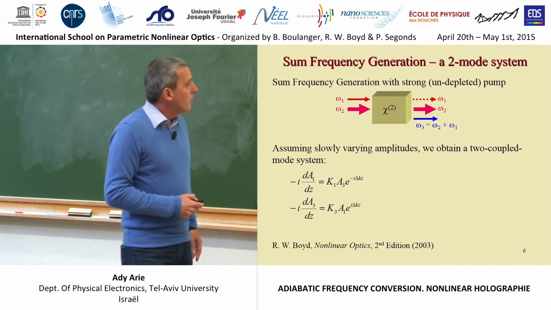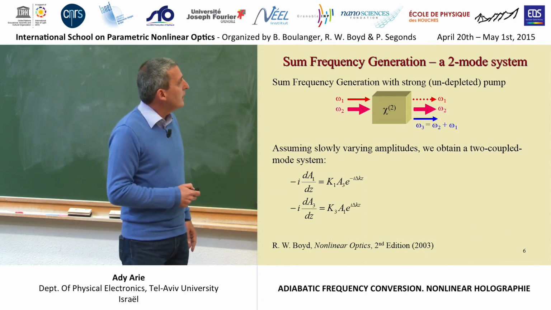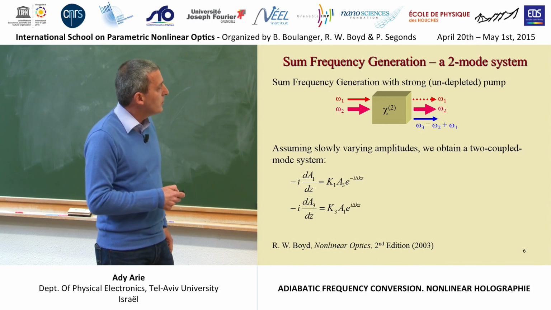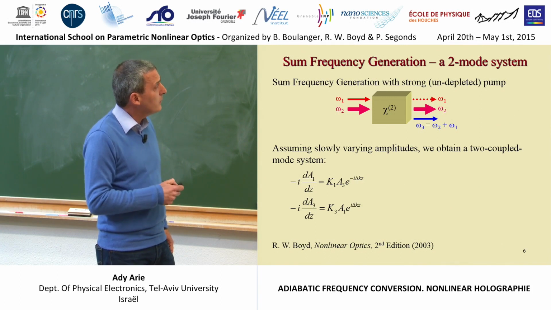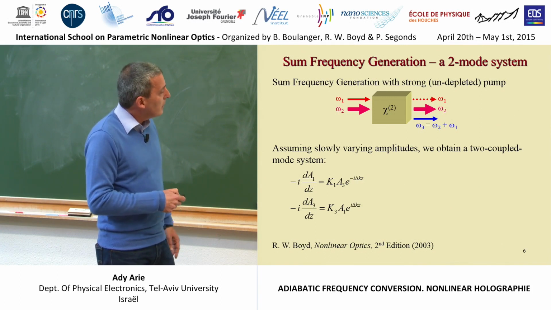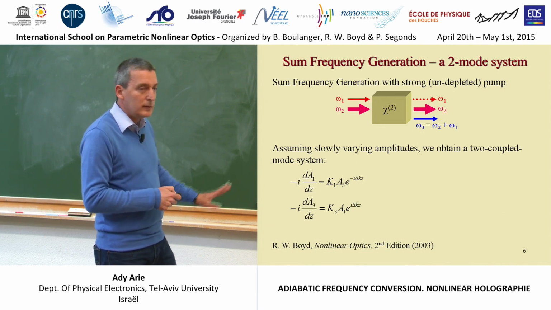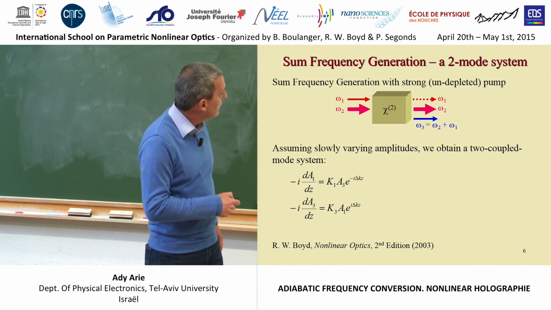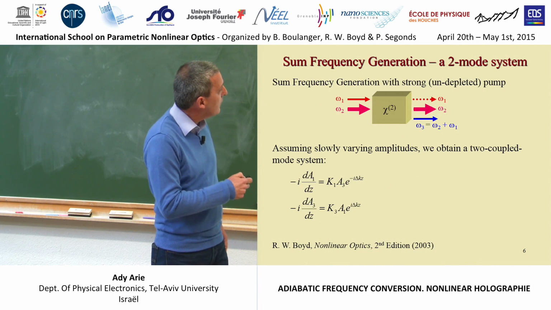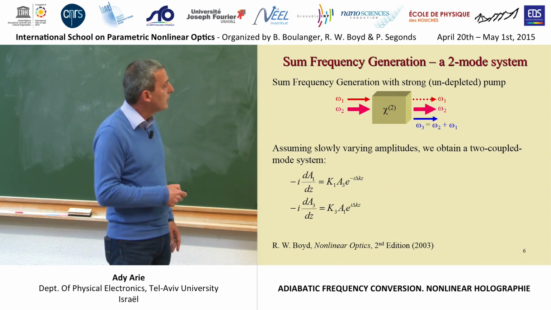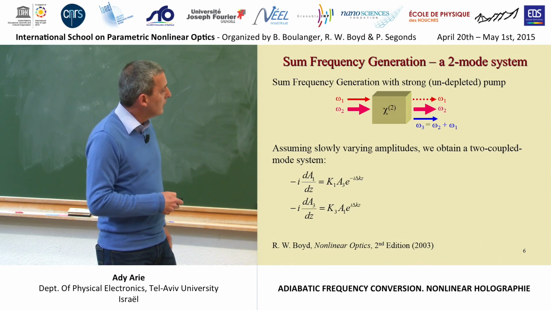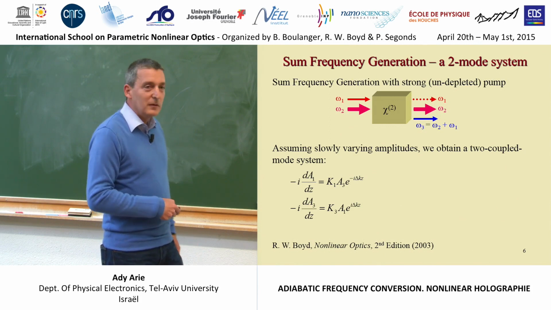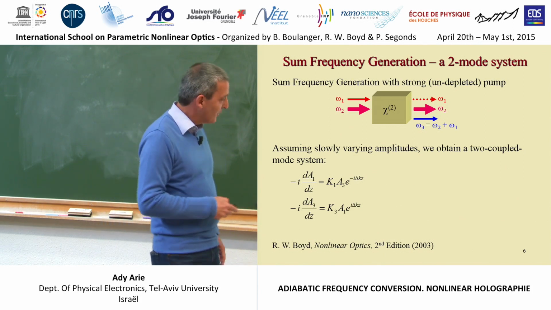OK, so now let's look again at this sum frequency generation process. And these are the coupled wave equations between the two interacting waves. As I said, omega 2 is undepleted. So A2 appears here. It determines the coupling between A1 and A3, but we assume it's constant. So these are the coupled wave equations that describe the interaction between A1 and A3. You can find them in the book of one of the organizers of this workshop.